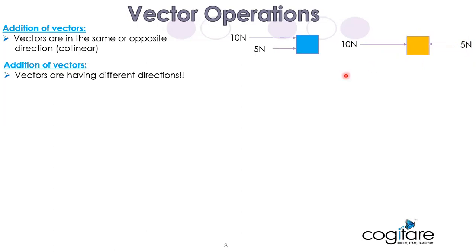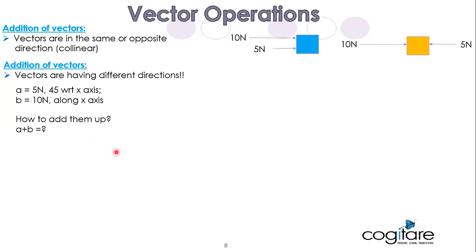Then addition of vectors where they are not collinear, right? They are having different directions. How do we do that? An example for this is if I have a vector A, 5 Newton, acting at, let's say, 45 degrees with respect to the x-axis, and B, 10 Newton along the x-axis. How do I find out the resultant of both the vectors? When we say resultant of A and B, essentially we are asking what is A plus B. So how do we add them up?